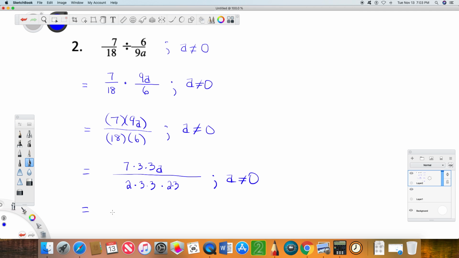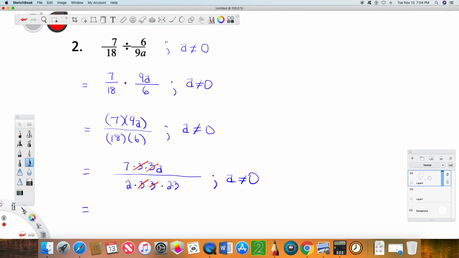All right, let's look and see, now that everything's in completely factored form, are there any common factors between the numerator and denominator? There's a 7 in the numerator, but no 7 in the denominator. There's a factor of 3 in the numerator, so I can cancel that with 1 in the denominator. And there's a second factor of 3 in both the numerator and denominator. And there's this variable a, well, I don't see an a in the denominator that it can cancel with.